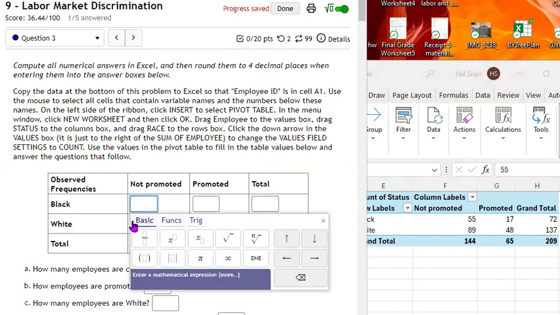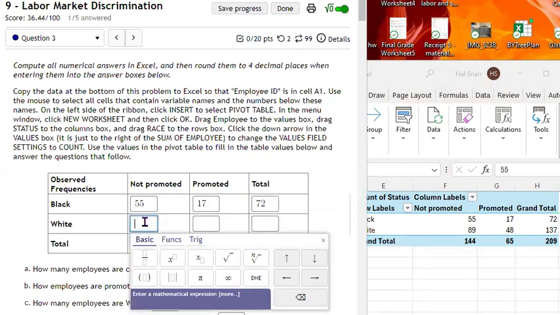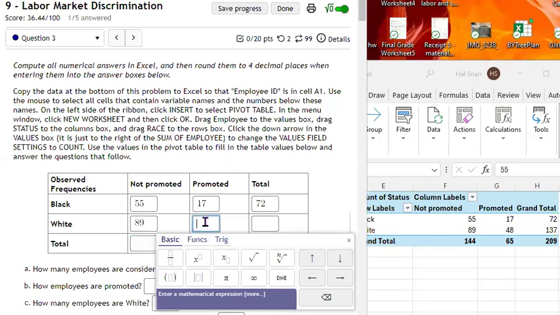So the number of black and not promoted is 55. The number of black and promoted is 17. The total number of black employees at the company being considered for promotion is 72. White and not promoted is 89. White and promoted is 48. Your numbers are going to be different than mine, right? And then the total number of employees considered for promotion is 137.